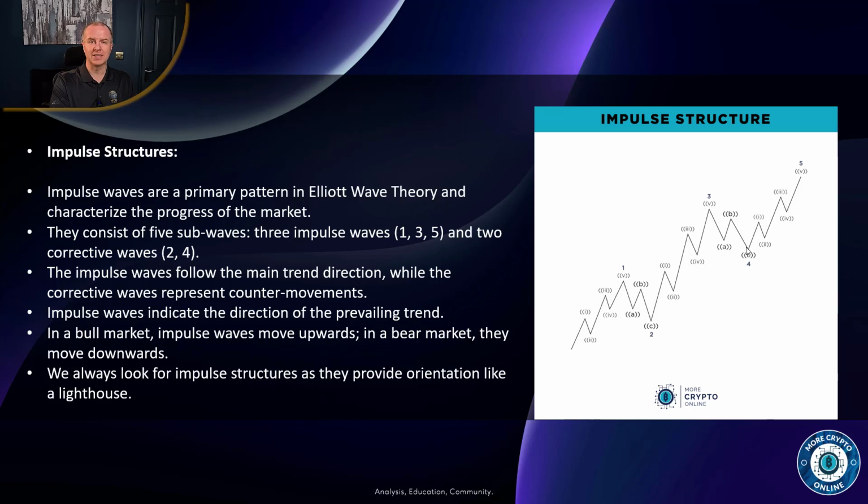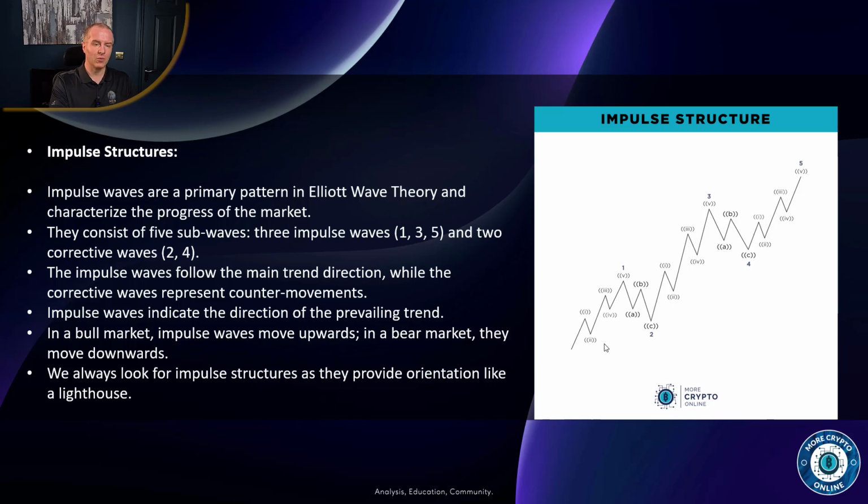Then the 4th wave is another correction. Waves 2 and 4 are corrections, and waves 1, 3, and 5 are motive waves. So the 5th wave also has to be a motive wave in 5 waves. And it can be a diagonal, an ending diagonal, or an impulse. So it's always that structure in an impulse, 5, 3, 5, 3, 5. That's it. That's the basic pattern.